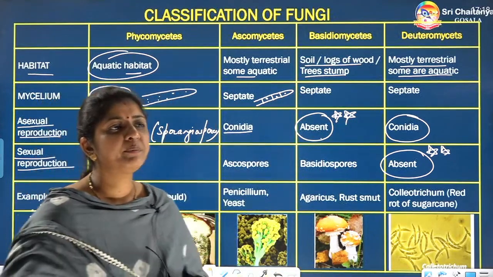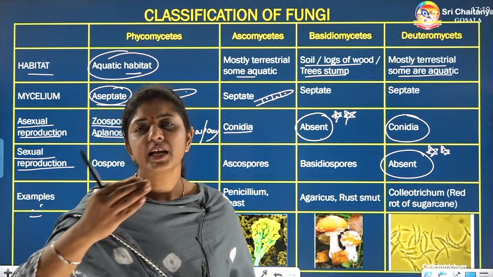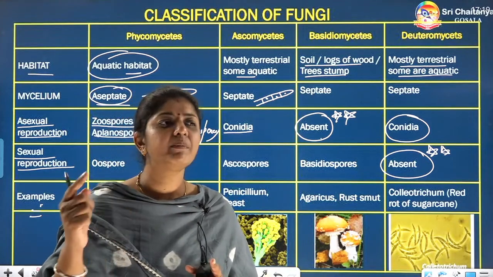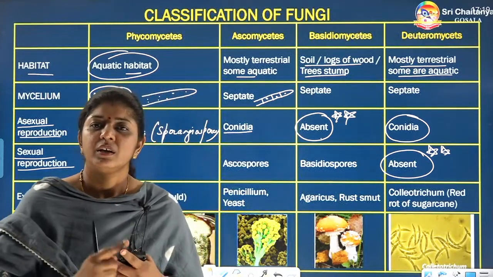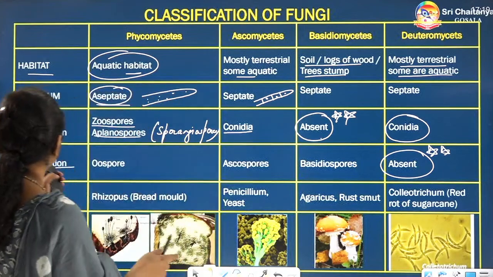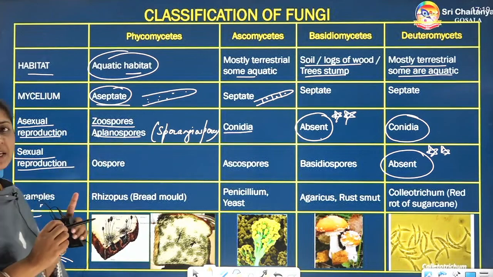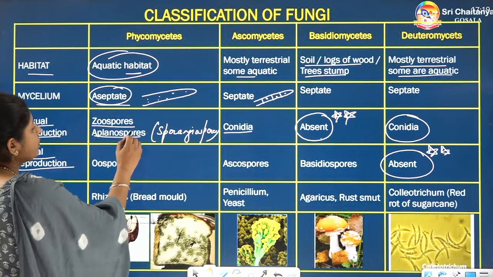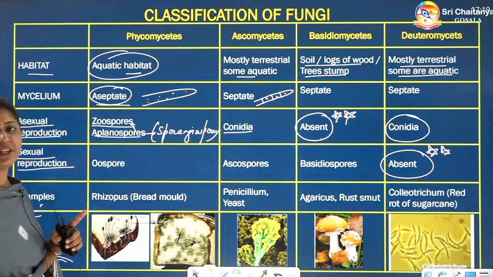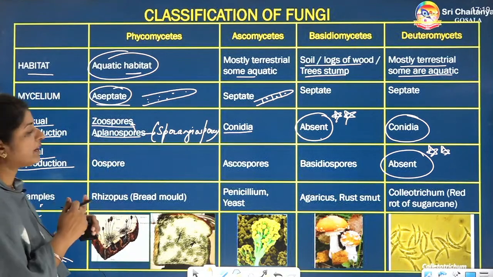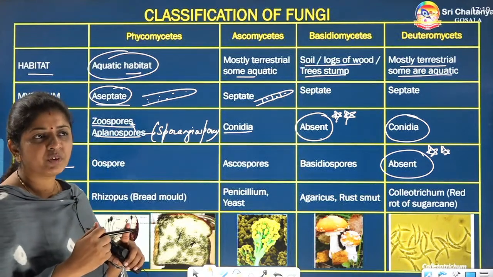It will be multicellular, and each cell will have one nucleus, right? Whereas for asexual reproduction in Phycomycetes, it can be by aplanospore, zoospore and sporangiospore, right? Aplanospores are those which cannot move, right?